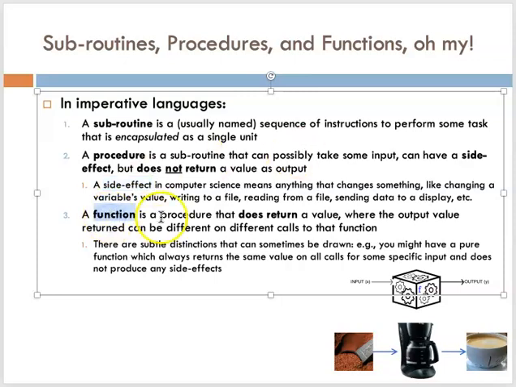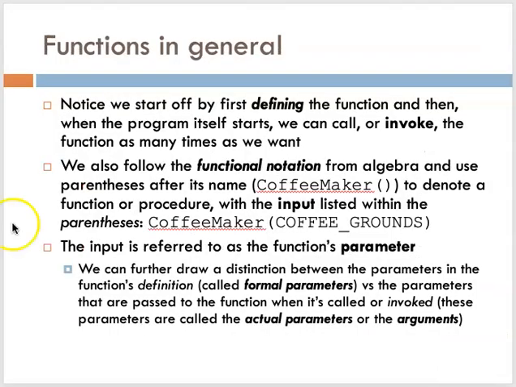So a function then is going to be a procedure that does return a value. And that output value that you get might be different when you call the function at different times with different potential inputs or not. The inputs are still optional in this case. And there are some small distinctions that can sometimes be drawn. We might say that a pure function always returns the same value on all calls for some specific input and doesn't produce any side effects. Then we start to get closer to the idea of the mathematical function, right? We'll also talk about how it's used in functional programming.